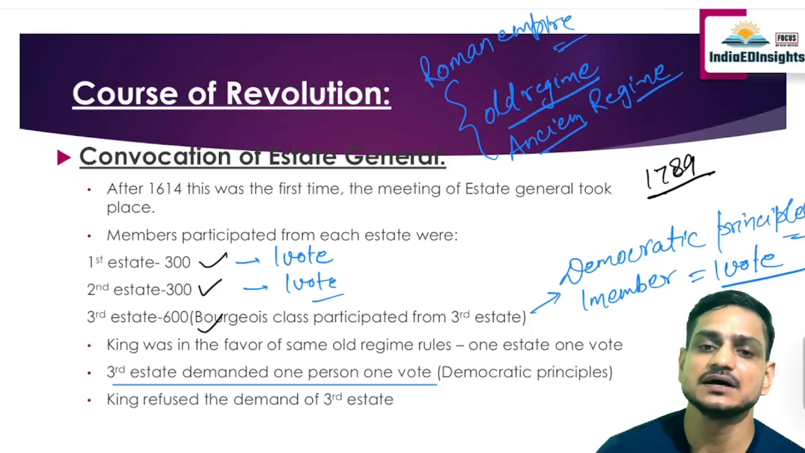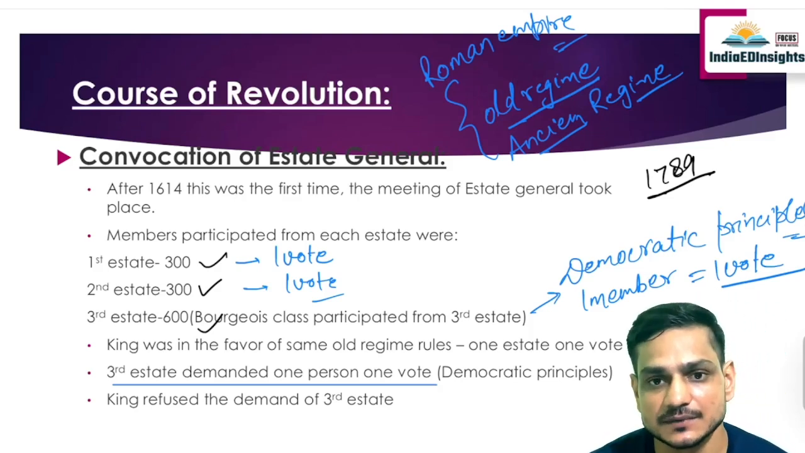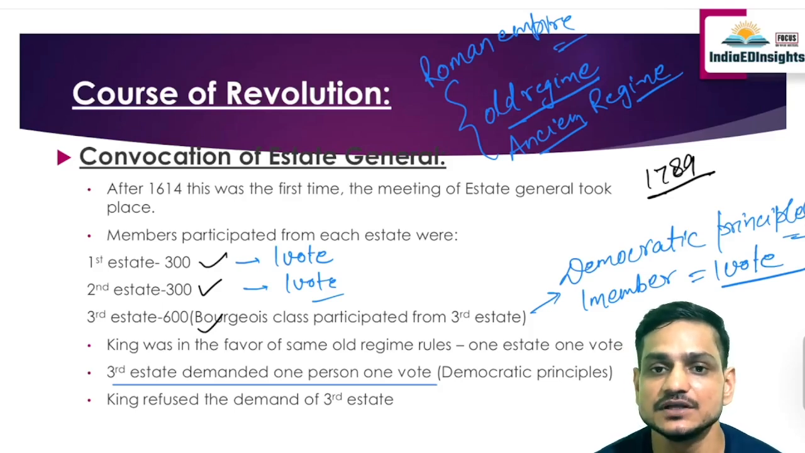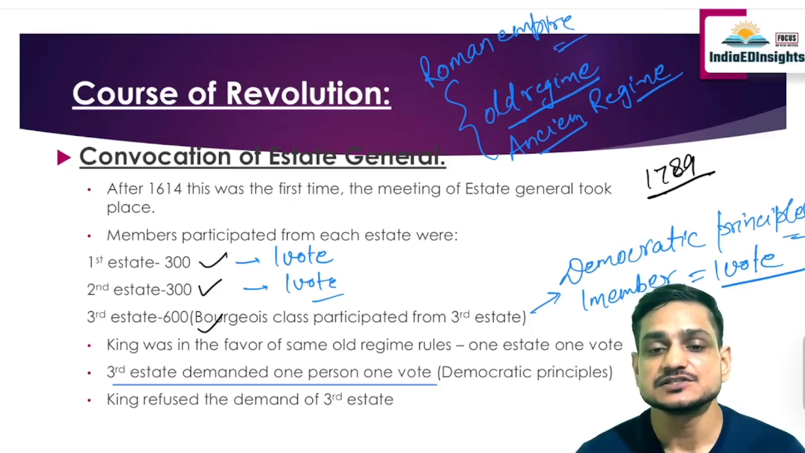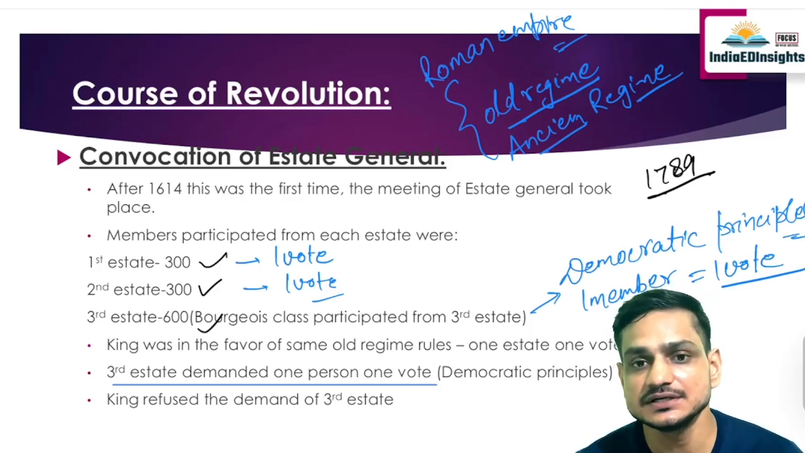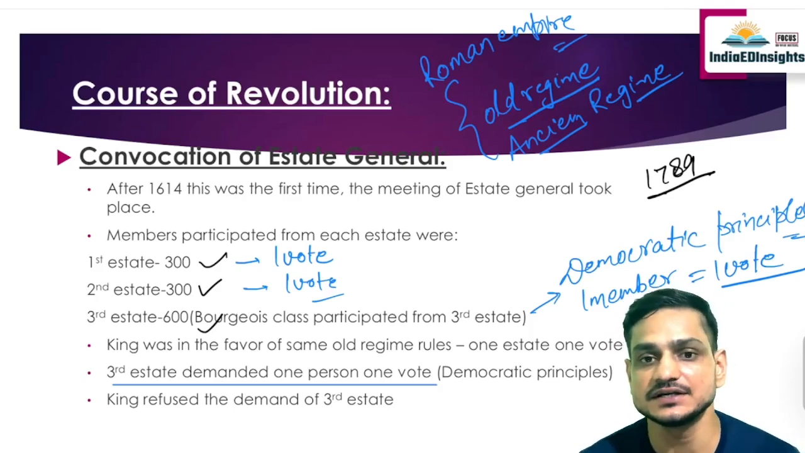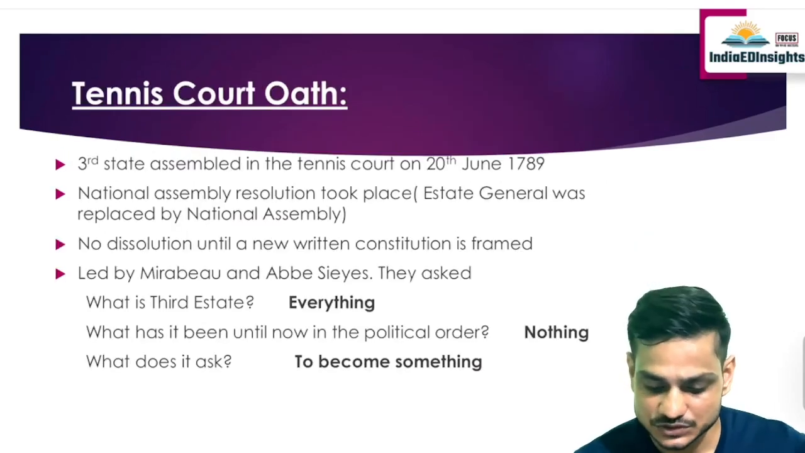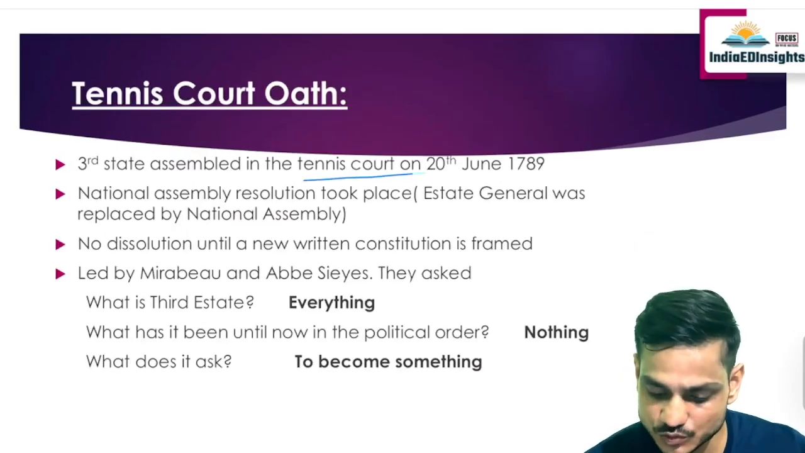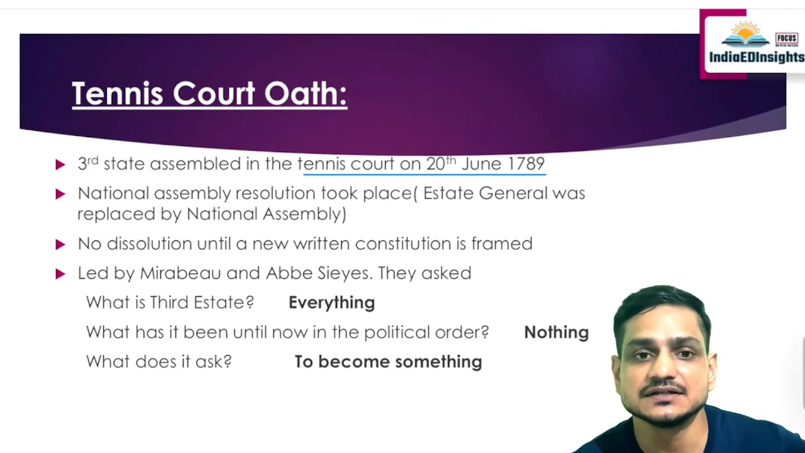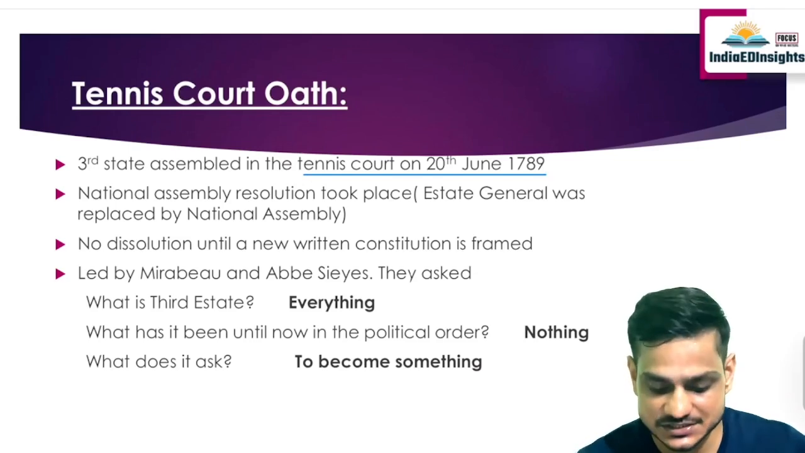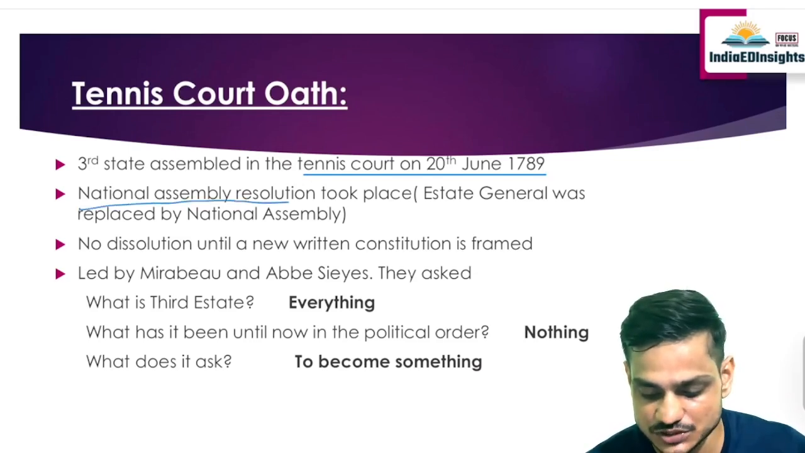So what happened? After the king refused the demand, the State General came out with no conclusion. And the persons belonging to the third state all moved to the tennis court, and in the tennis court, they passed the resolution. Now we will discuss what happened in the tennis court. So the third state assembled in a tennis court on 20th June 1789, and the resolution they passed was the National Assembly resolution.